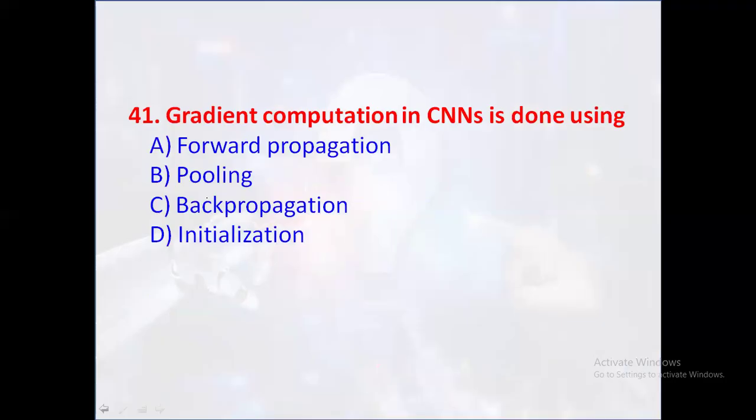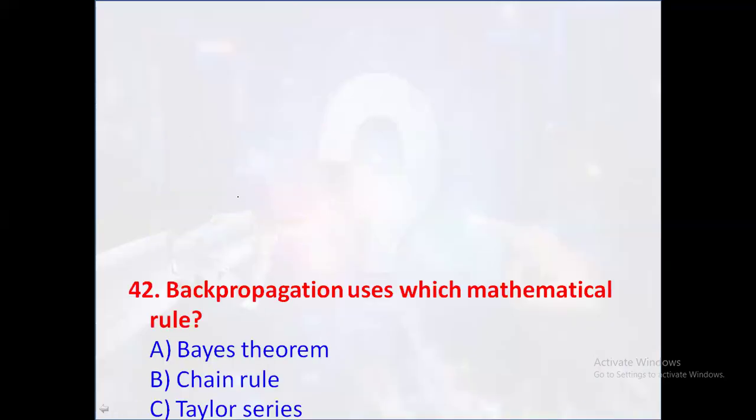Gradient computation in CNN is done using forward propagation, pooling, back propagation, initialization. The answer is back propagation, not this. Answer is back propagation. Gradient computation is usually back propagation only.